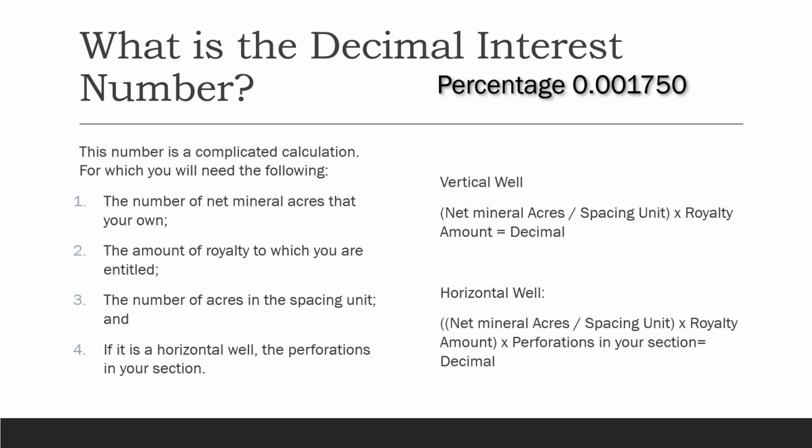So what is a decimal interest number or owner's interest number? That is typically a percentage that shows up something like this. To determine the percentage number, it's a complicated calculation and you'll need the following things: the number of net mineral acres you own, the amount of royalty to which you're entitled, the number of acres in a spacing unit, and if it's a horizontal well, the number of perforations related to your interest or in that section.